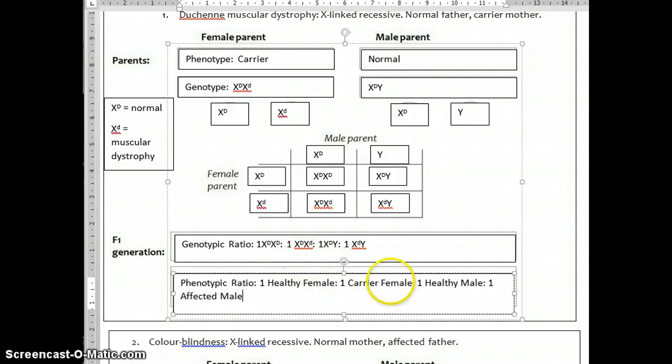This healthy male here is perfectly healthy because he has X capital D and Y. Absolutely no chance that this male can pass on the condition in any way, shape or form to his children because he only has a copy of the perfectly normal allele. And finally, our affected male here, because he's X little d Y, will show the condition of Duchenne muscular dystrophy and unfortunately will suffer from this particular disease.